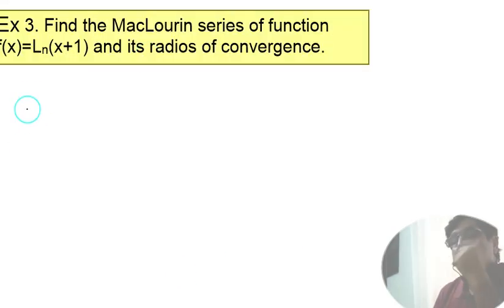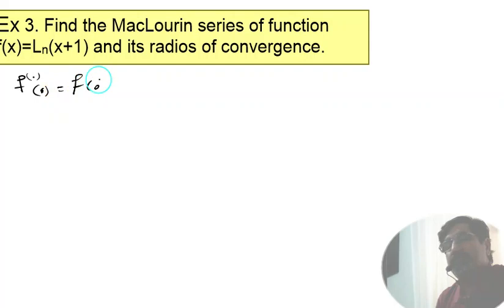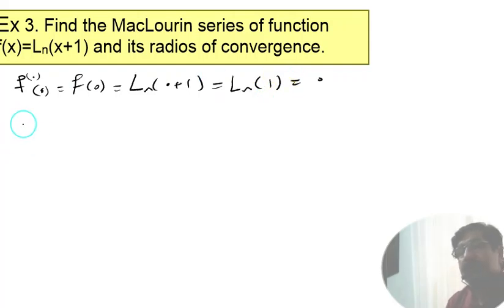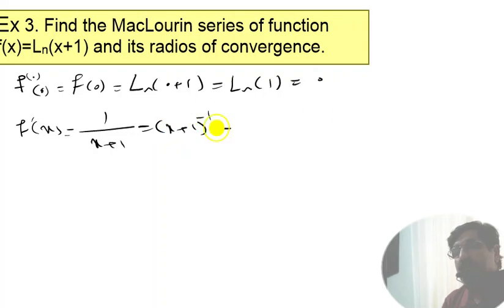Okay, the next example. Find the Maclaurin series for f of x equals ln of x plus 1. The zeroth derivative of f at 0 is f of 0, ln of 0 plus 1, ln of 1, which is 0. f prime of x is 1 over x plus 1, that is (x+1) to the power of negative 1. f prime of 0 is 1.